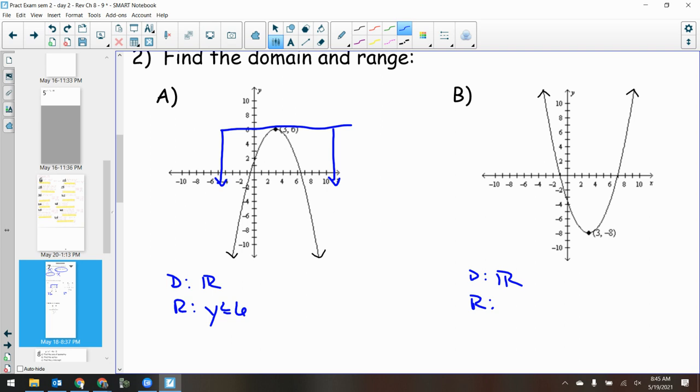There's my range. Looking at the second one here, do you see how this is a minimum point? So therefore, it's going to be all points above that value. The y value there is -8. So this is actually going to be y is greater than or equal to -8. A domain is always all real numbers. Range depends on whether it's a minimum or maximum point. Okay?